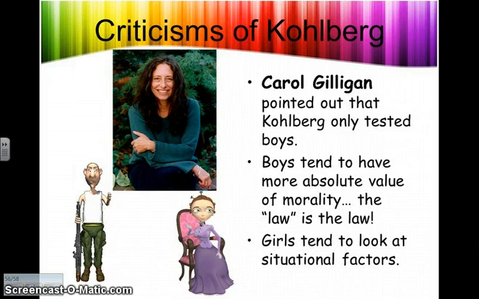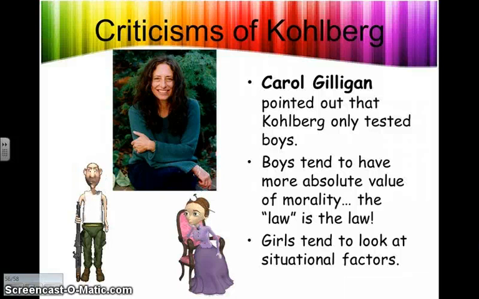Now, Carol Gilligan, she's one of the critics of Kohlberg, and it's kind of interesting because she actually worked with him on his research. But yet at the end, she disagreed with him on the theory. And she pointed out that Kohlberg only tested boys. Back at that time period, that was kind of a typical thing. Research was done on men and or boys, and what was true of men or boys was assumed to be true of females. Well, Carol Gilligan said that's not true.